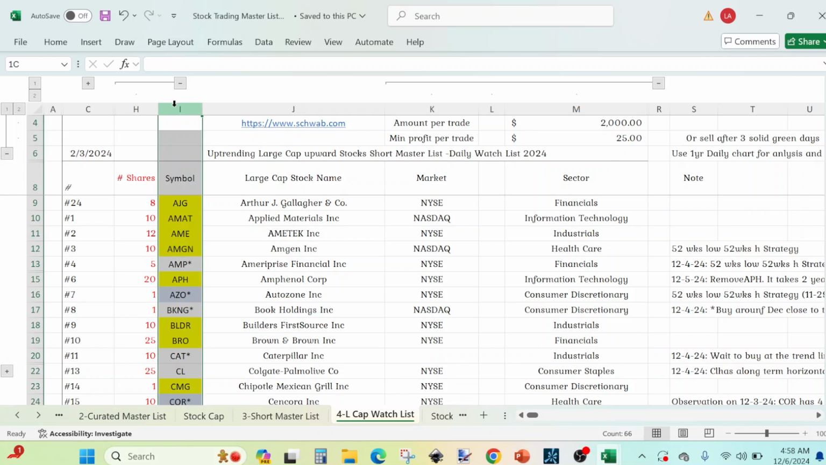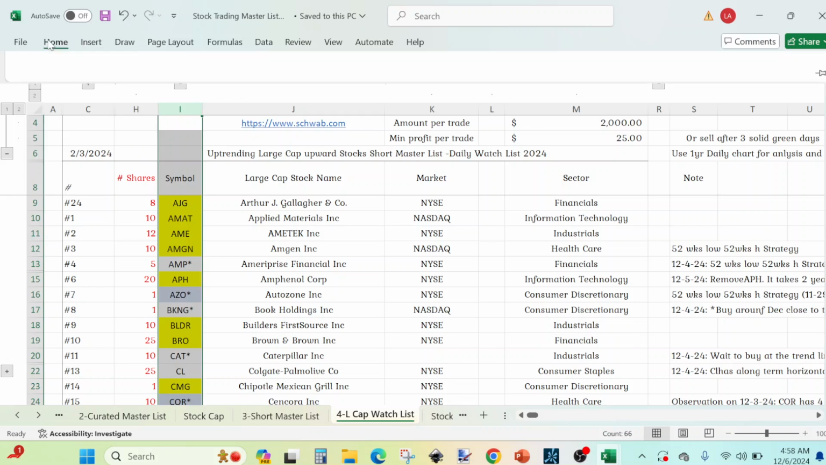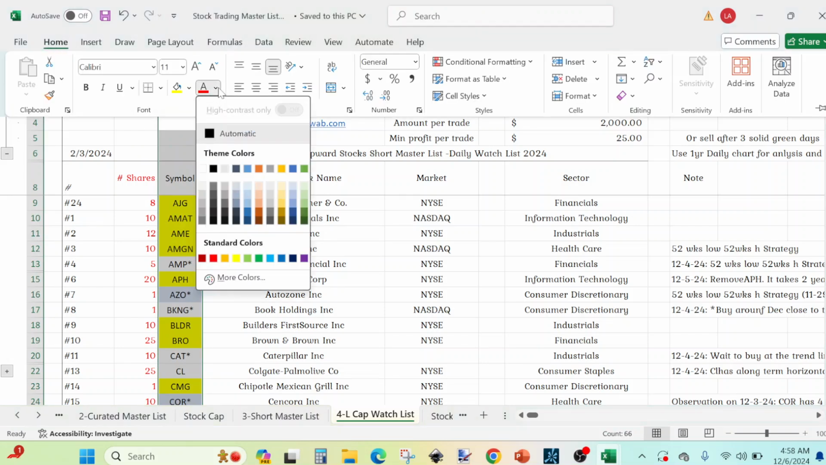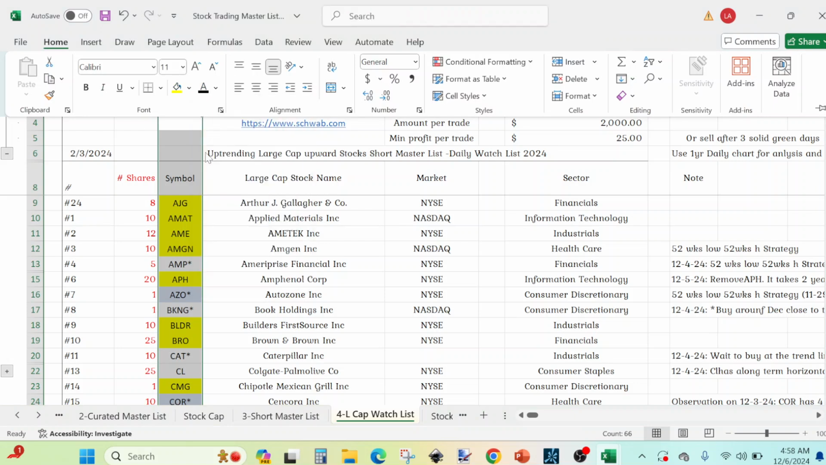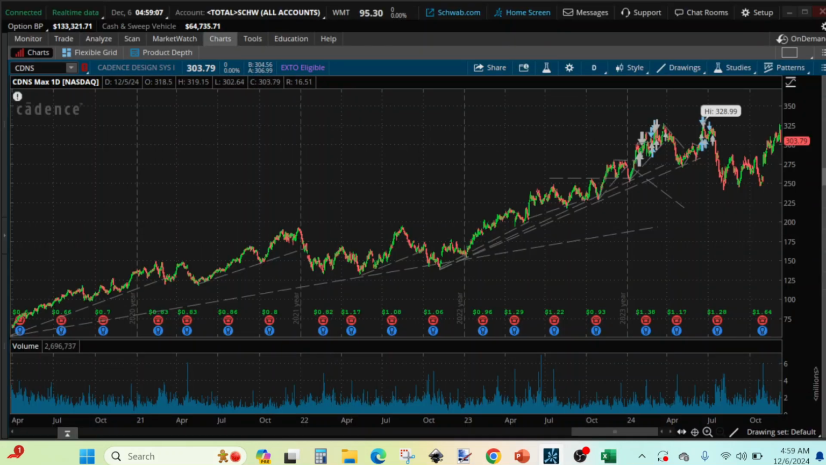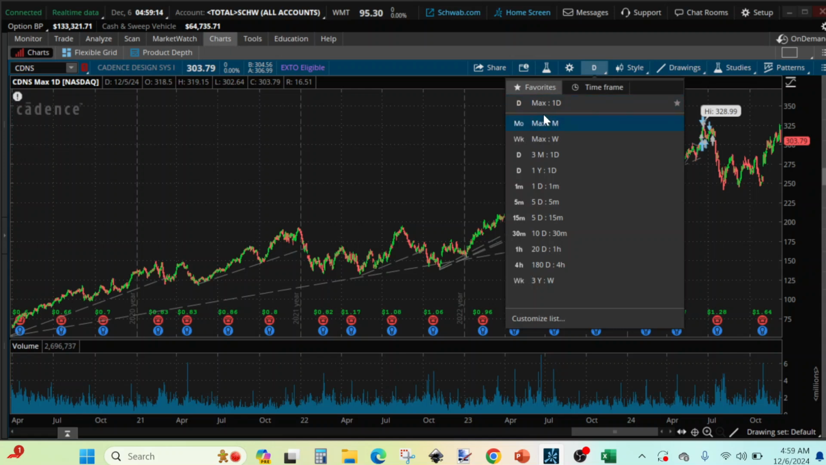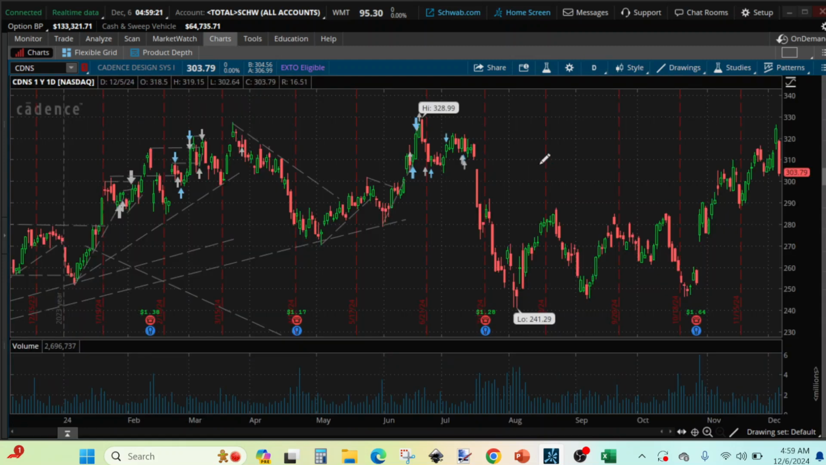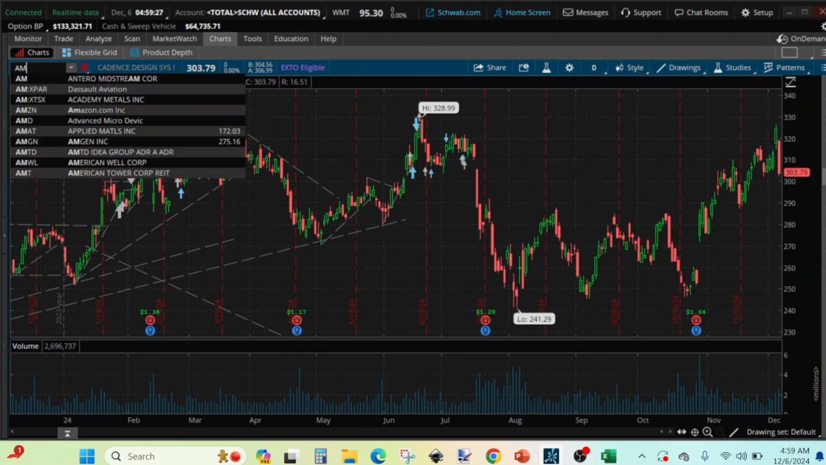And I want to make sure all the text is black. Then we'll start with AMP. We swing trade on a daily chart, so we want to make sure we have our daily chart here, and we have the maximum daily chart. We are going to go to the 1 year daily chart and we will put AMP.